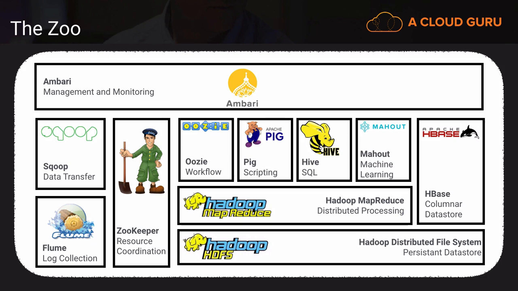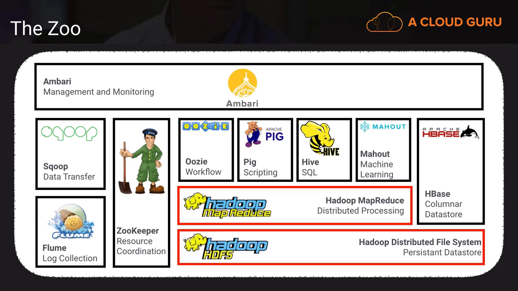We have Oozie, which is a workflow framework. We have Pig, which is a scripting framework. We have Hive, which is an SQL interface into our Hadoop landscape. We have Mahout, which is a machine learning component. Then we have HBase, which is a columnar database for storing Hadoop data. We have Flume, which is very useful for ingesting application and system logs. We also have Sqoop, which can facilitate the import of data into Hadoop from other databases or other data sources. And laying all over the top of this, we have Ambari, which is a management and monitoring console.